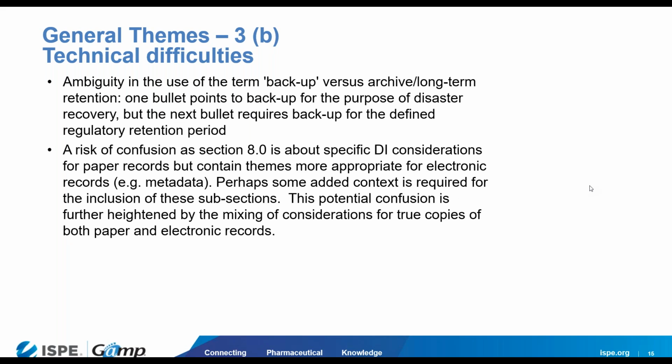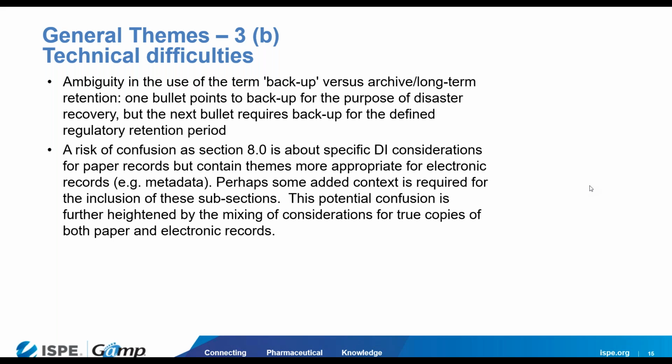I mentioned the fact they use the term backup and such like. Throughout the document, where they talk about backup and archiving, they use the terms interchangeably, but they're not one and the same thing. For example, one bullet point looks to backup for the purpose of disaster recovery, but in the next list of the same bullets, it requires backup for the defined regulatory retention period. So what are they talking about? Are they talking about backup or are they talking about archive? Because they're not necessarily the same thing. They seem to be confusing them.